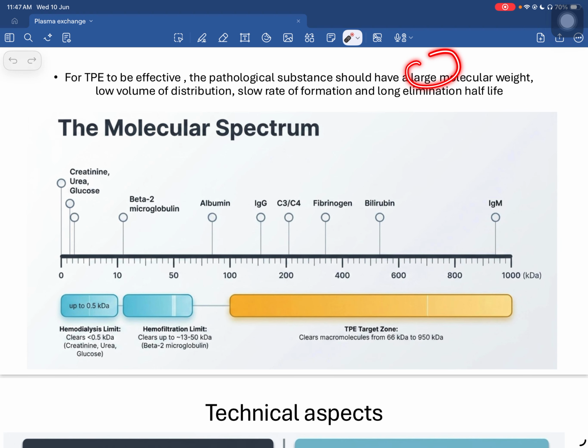One thing is it should have a large molecular weight, because if it's small, you can do it with dialysis as well. Lower volume of distribution, which means it has to predominantly stay inside the intravascular compartment. I will talk about this later on as well. If something is in the intravascular compartment, it can be taken out easily. There is no consideration of redistribution back into the intravascular compartment, that is, if it was situated elsewhere.